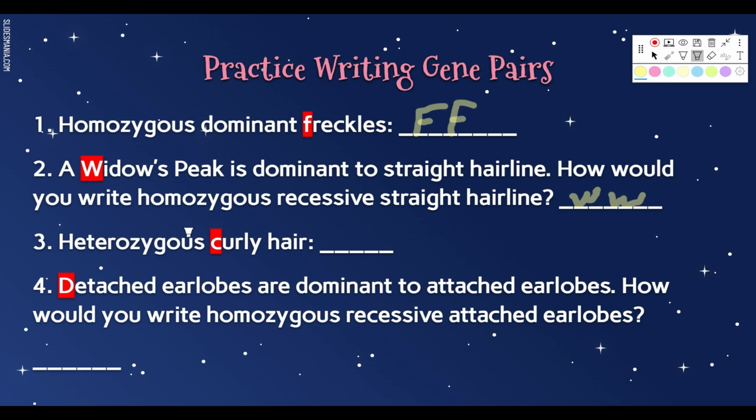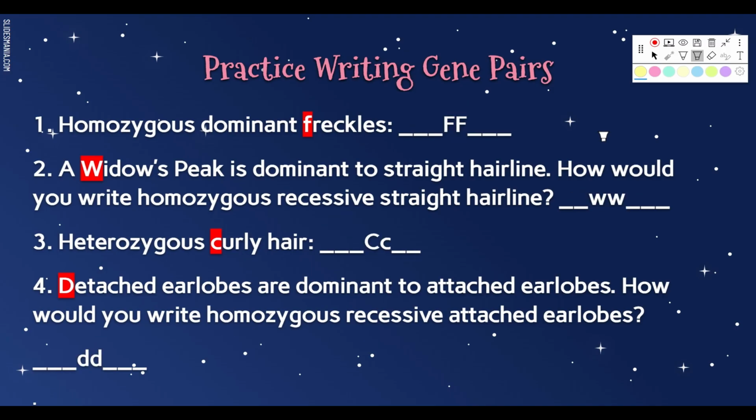And then here, heterozygous curly hair. Remember, heterozygous means different, right? So that means you're going to have one of each. So if you're talking about this letter C, one of each is one capital and one lowercase, right? Or one dominant and one recessive. So a detached earlobe is dominant to attached earlobes. How would you write homozygous recessive attached earlobes? So this is the important part, right? Homozygous recessive. Homo means same, recessive means lowercase, so that means they're both going to be lowercase, right? And the letter we're dealing with here is D, so let's write two lowercase d's. And that is how you would write these gene pairs, right?